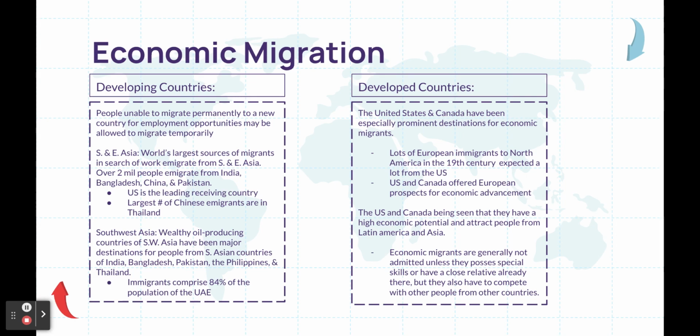The wealthy oil producing countries of Southwest Asia have been major destinations for people from the South Asian countries of India, Bangladesh, Pakistan, and the Philippines and Thailand. Immigrants comprise 84% of the population of the UAE. Developed countries, which are the US and Canada, have been especially prominent destinations for economic migrants.